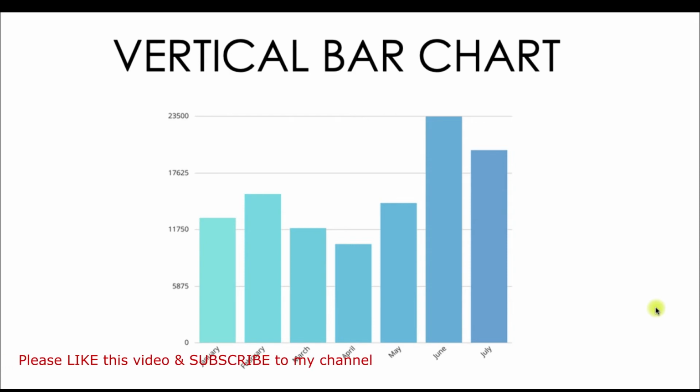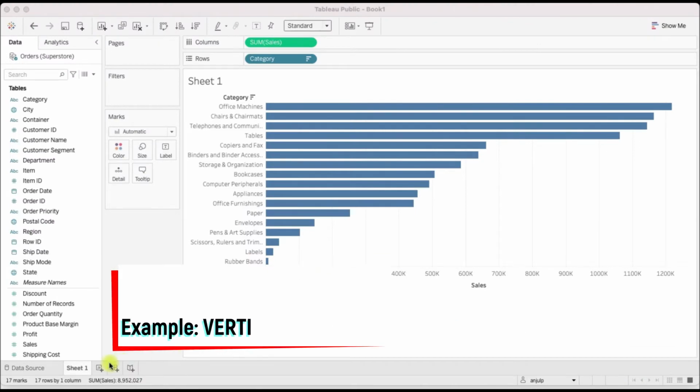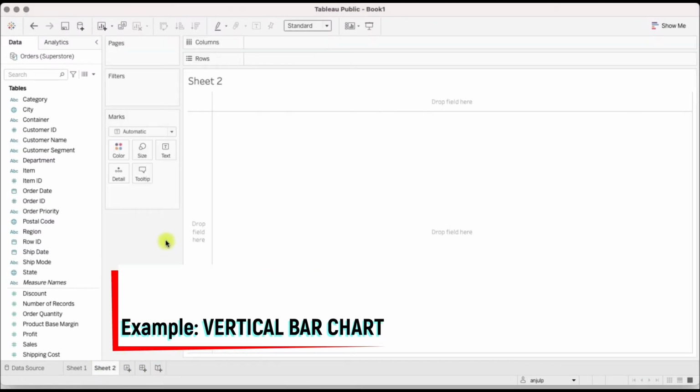So vertical bar chart looks like this. Now here the axis has moved to y axis, and the discrete fields have moved to x axis. Okay. So let's go to Tableau. So now we will build the vertical bar chart.